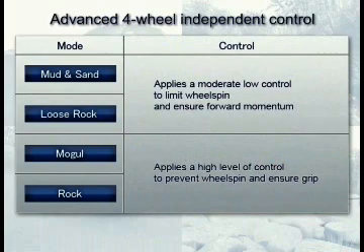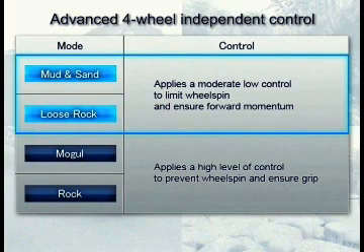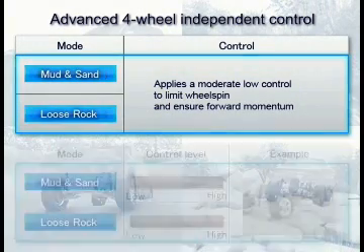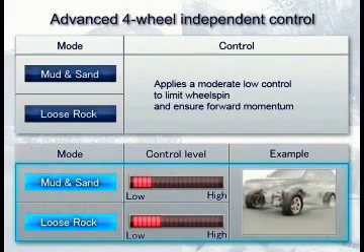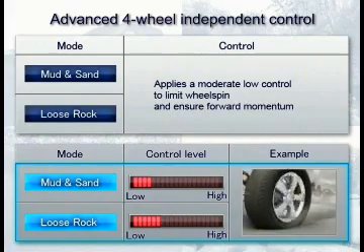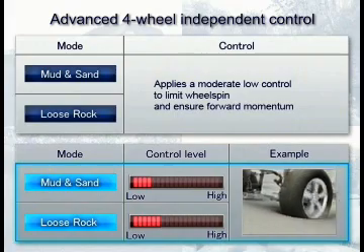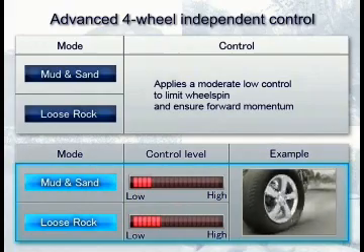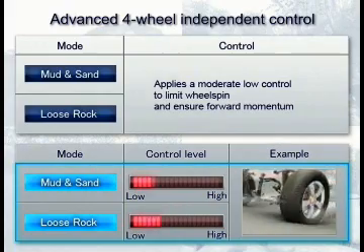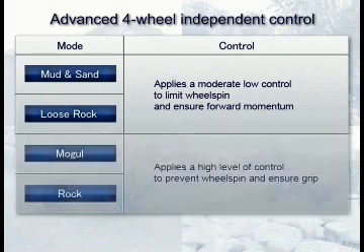Depending on the terrain mode selected, the system will apply engine output and hydraulic brake pressure controls specific to the requirements of that terrain. When in mud and sand or loose rock modes, the system will apply moderate to low levels of control to help limit wheel spin and ensure forward momentum. Examples of situations where the driver would select either of these 2 terrain modes include sand, loose soil, gravel, or deep snow.